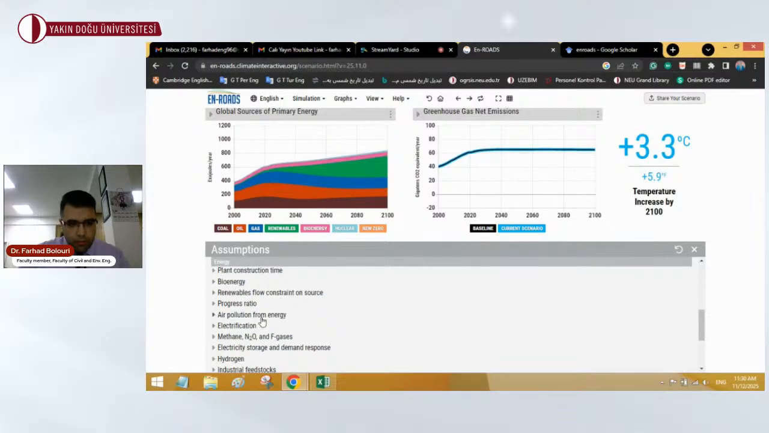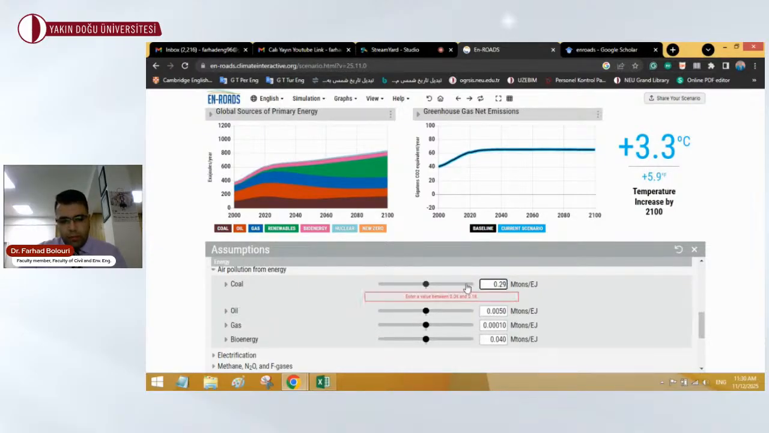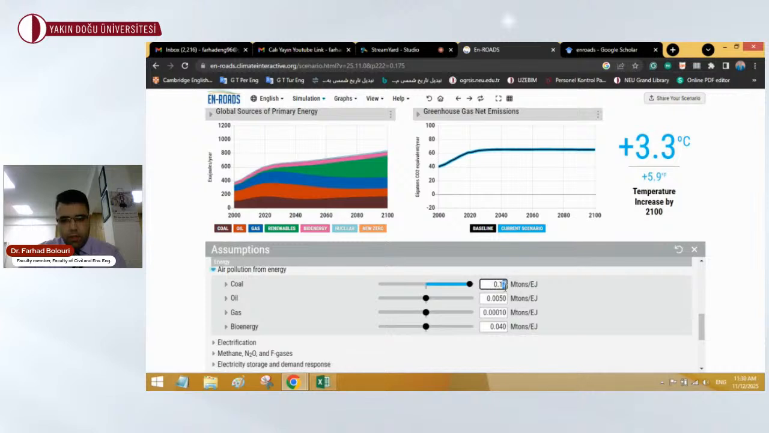I open one of them: air pollution from energy. You say, for example, in one UN report or in one paper, I read that the coal is not this amount. It is, for example, 29. You can put it here. It is out of there. Yes, it can be maximum 18. So we put it 0.16, for example. Or you can change bioenergy to, for example, 5, if it is possible.